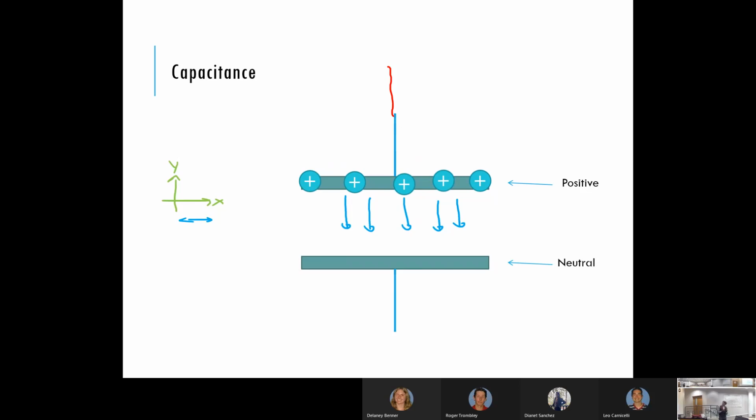Now I will say, if you get right near the edges of the plate, there's no extra charge out here to cancel out the X components. And so as you get near the edges of the plate, the electric field will no longer be constant. It'll kind of bow outwards a little bit. These are called the fringe fields. I'm just giving this to you for completeness.